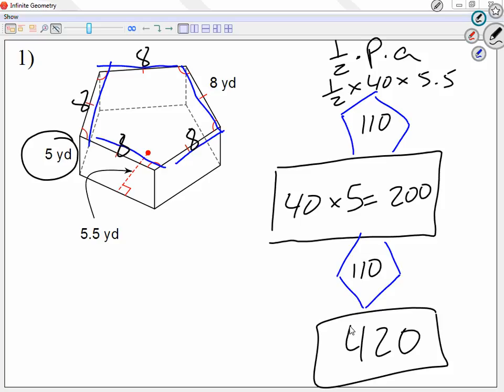Remember, in theory, surface area is a rectangle and two bases. And the bases are the figures that are not rectangles. Once again, this one was a pentagon. Let's take a look at number 2.